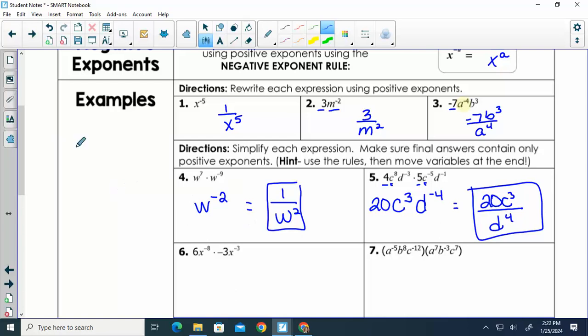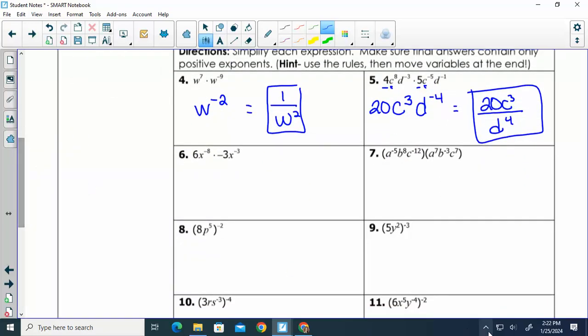Why don't you guys try 6 and 7 for me? 10 over 6, when you multiply, you get negative 18x to the negative 11. Negative 18, the number is negative, but not the exponent, so it stays, but the x moves down.